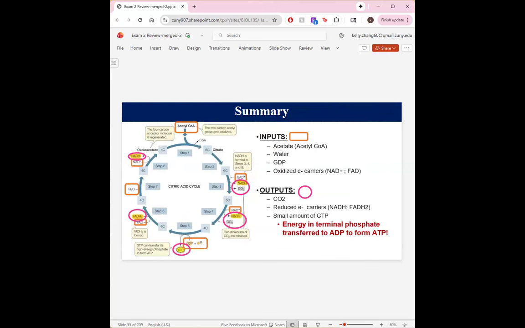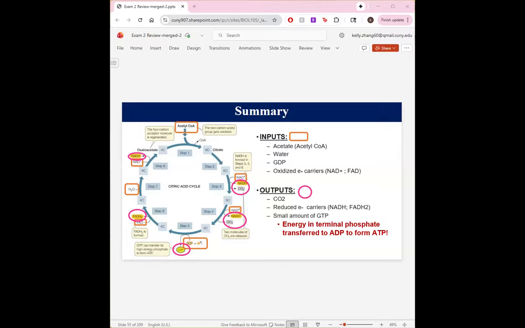For the citric acid cycle, the starting point of this 8-step reaction is the acetyl CoA, which we just went over how it's formed. The inputs of this cycle are acetyl CoA, water, GDP, which is guanosine diphosphate, and electron carriers, which come in the form of NAD plus and FAD. The released energy is captured by the GDP and the 2 electron carriers, the NAD plus and FAD.